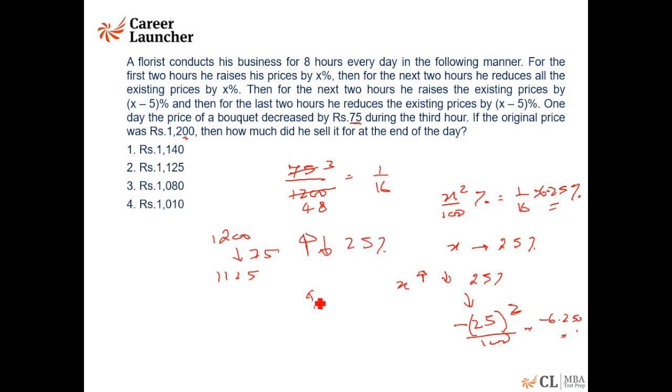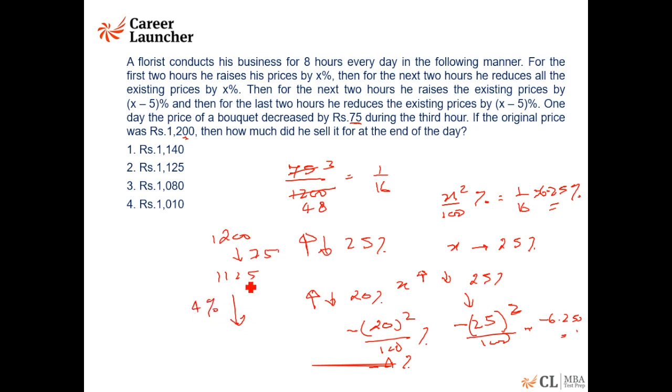What will be the second up and down cycle? It will be of 20%. If there's 20%, what does it mean? Again, as a single discount, the minus sign indicates a discount. 20 square upon 100, so many percent. So it is equal to, this will mean a discount of 20 square is 400 upon 100, minus 4%. So my value should go down by 4%.